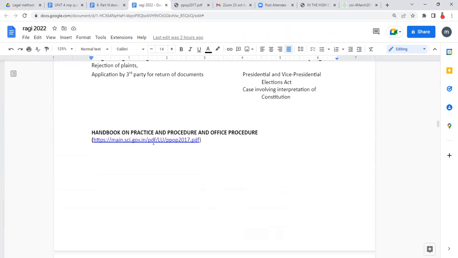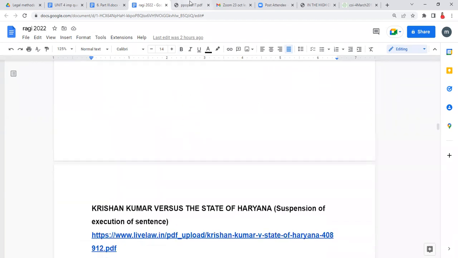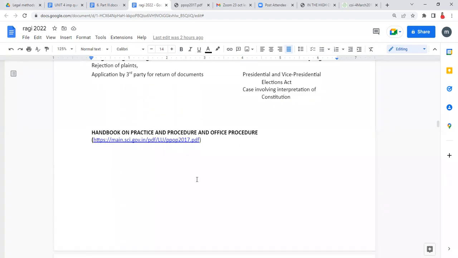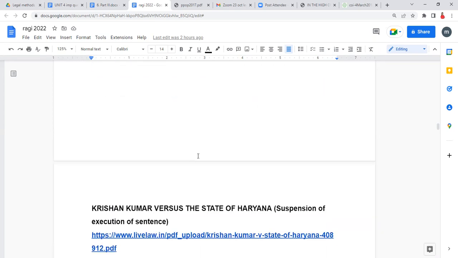And this link also you can save in your free time. You can simply go through it. A lot of important information regarding the functioning of the Supreme Court is mentioned in this PDF, the handbook on practice and procedure and office procedure.